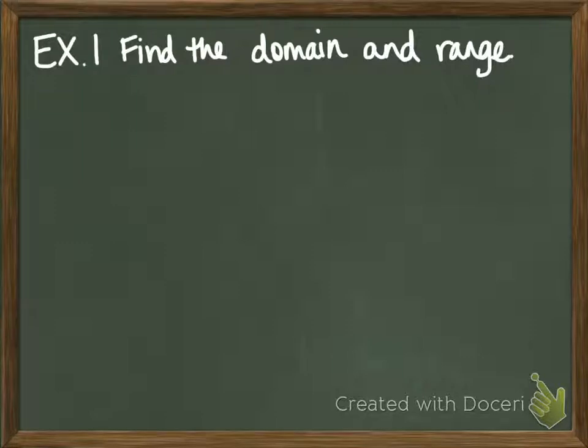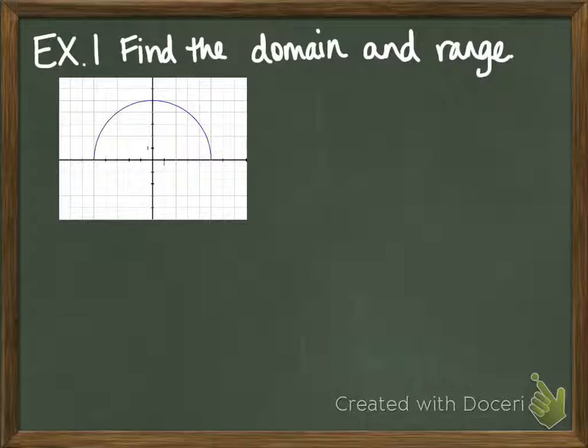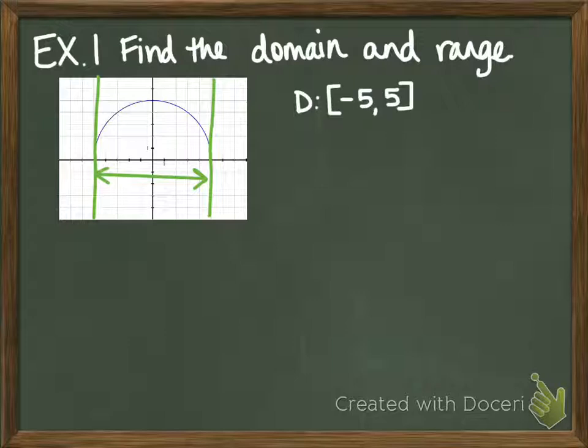Okay, so example 1 says find the domain and range, and I've got two different pictures we're going to look at. First, we have a semicircle that goes -5 in all directions, left and right and up. So let's start with the domain. So domain is left to right. So imagine the farthest left that you can go and the farthest right that you can go. So this goes from -5 to +5. And I use brackets because it's equal to -5 and +5.